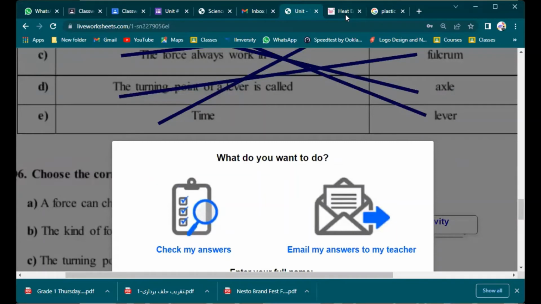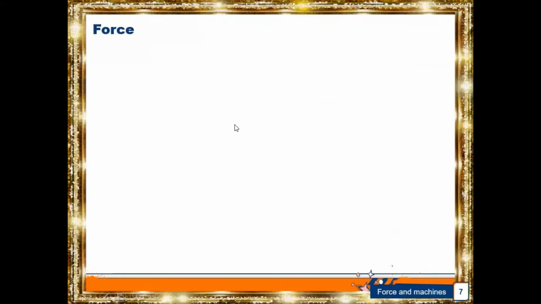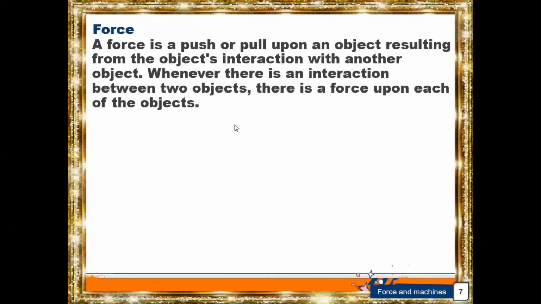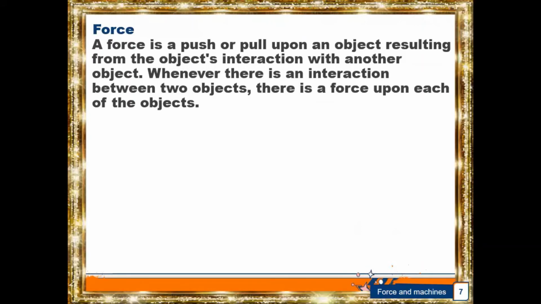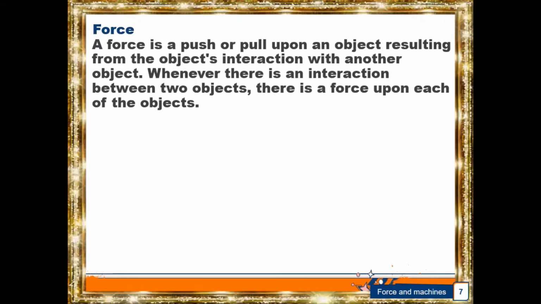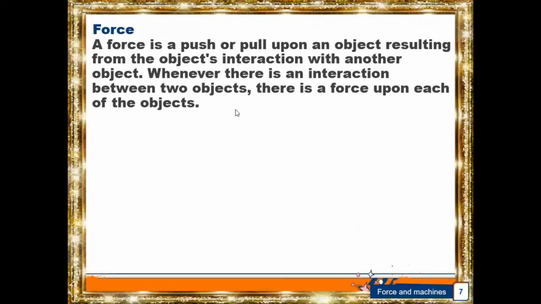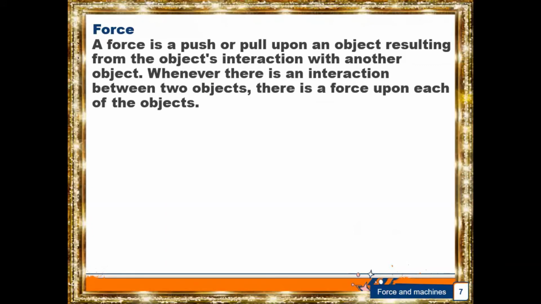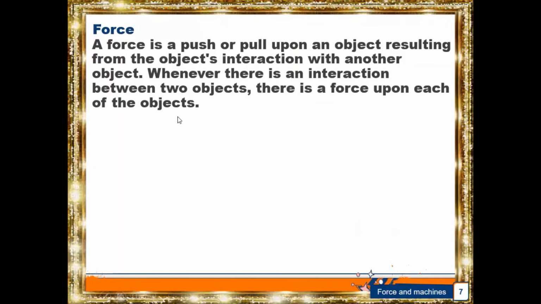Now start revise unit number 11, force and machines. Students, as you know, what is force? Force is a push or pull upon an object resulting from the object's interaction with another object. Whenever there is an interaction between two objects, there is a force upon each of the objects, either in the form of push, either in the form of pull. Force can change the speed of the moving object, can change the direction, even can stop the moving object. Okay, so these are the things that force can do, students.